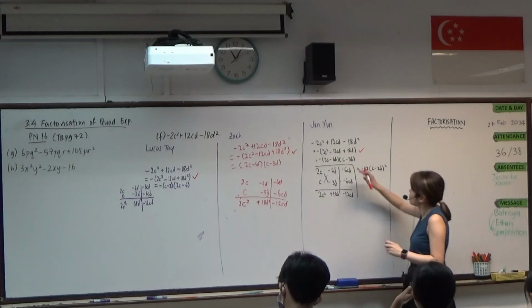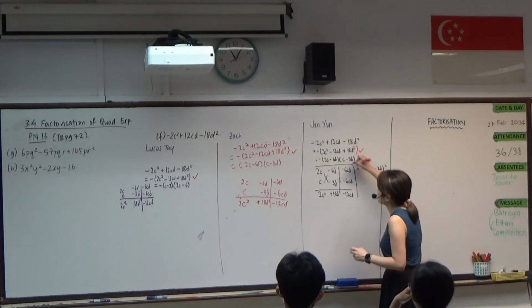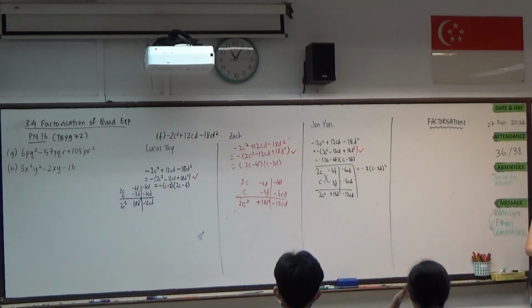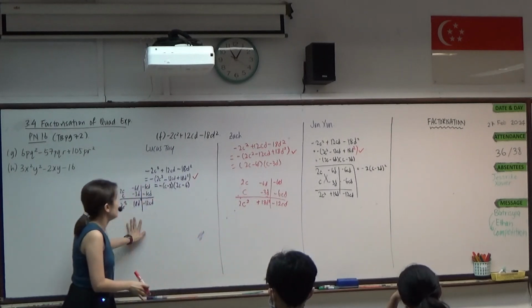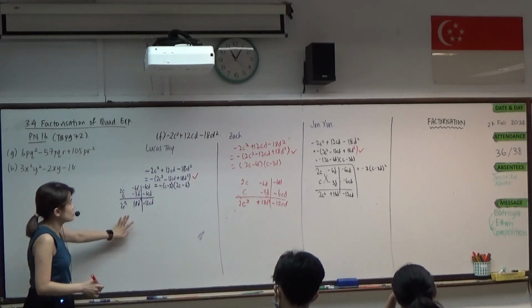But maybe for Jishin we forgot to write down this square here. Then after that, all of us also proceeded to do the cross method. So the cross method is also correctly done.